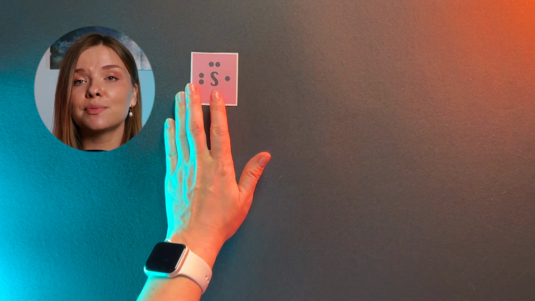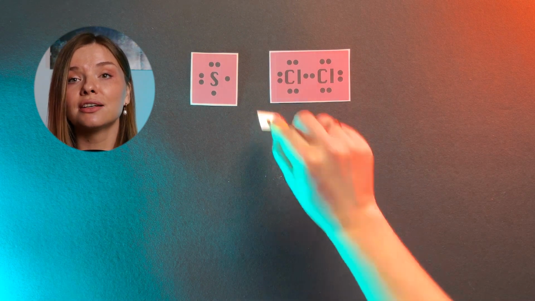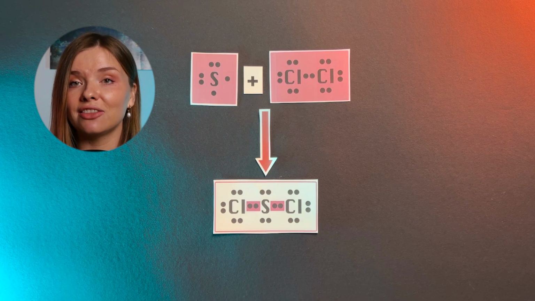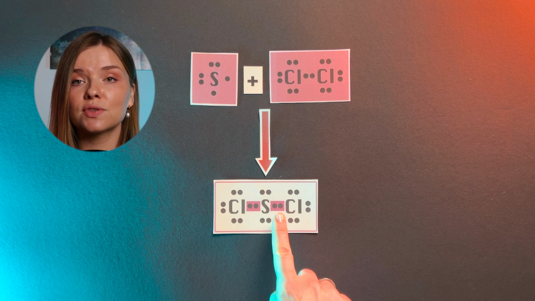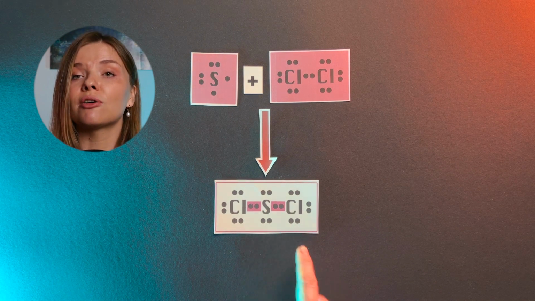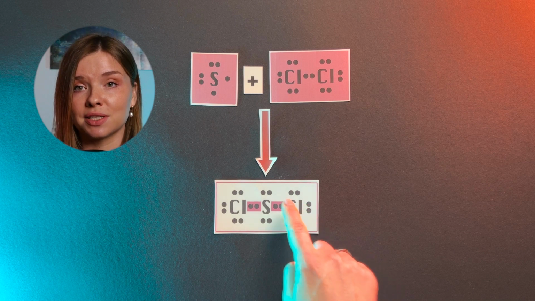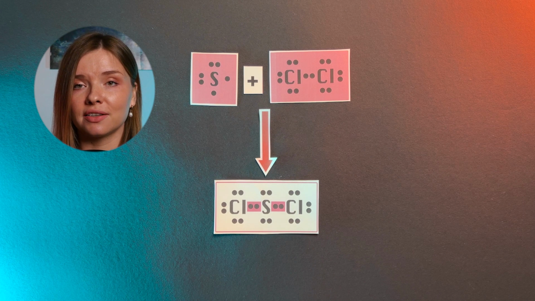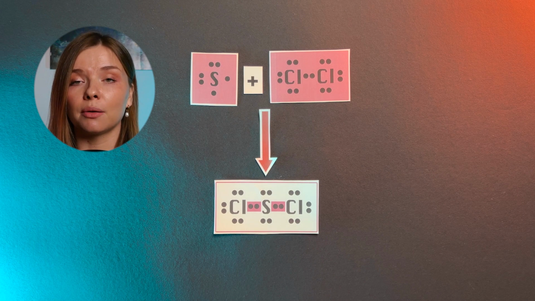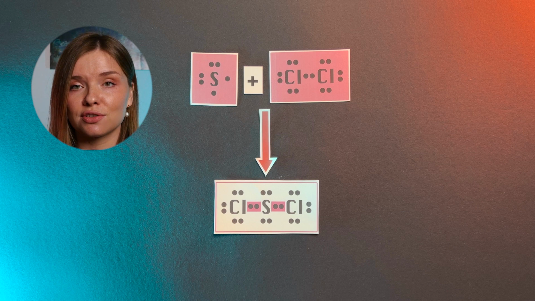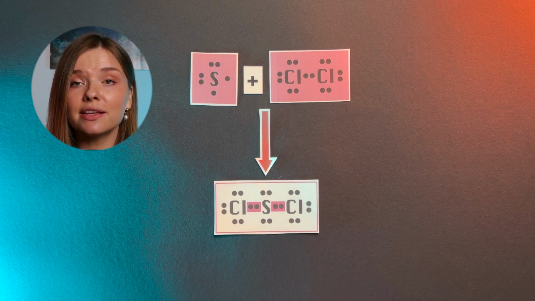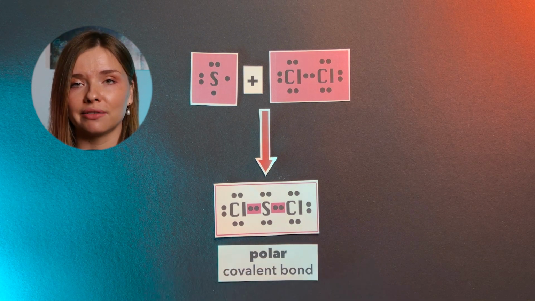When 2 chlorine atoms and 1 sulfur atom react, sulfur dichloride is formed. Look at the Lewis structure for this compound. Each atom now has 8 electrons. These bonding electrons are shared, and the chlorine and sulfur atoms divide them between themselves. But unlike the previous example, chlorine is more electronegative. Because of it, it has a greater ability to attract electrons, and the bonding electrons are shifted towards chlorine. This is why such a bond is called a polar covalent bond.